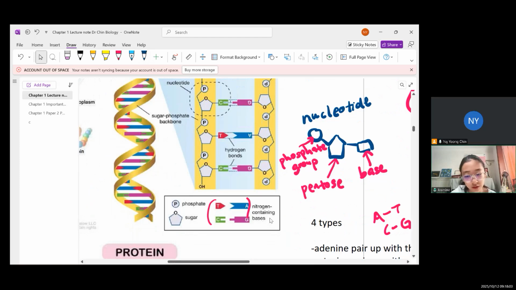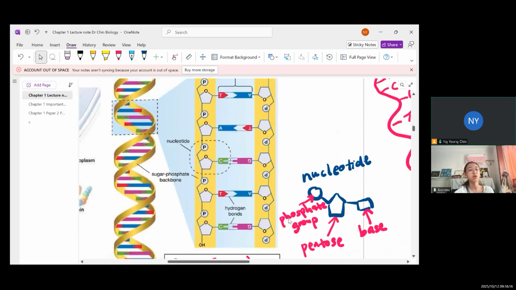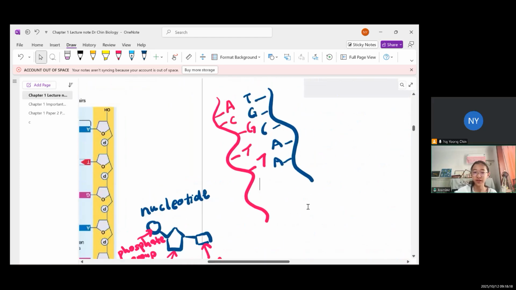So every living thing has these four bases. The difference is what? The difference is their sequence. The sequence is different.